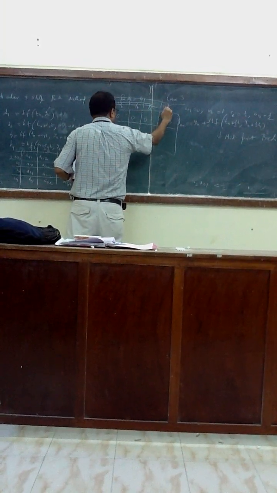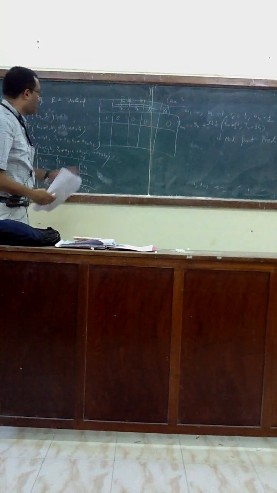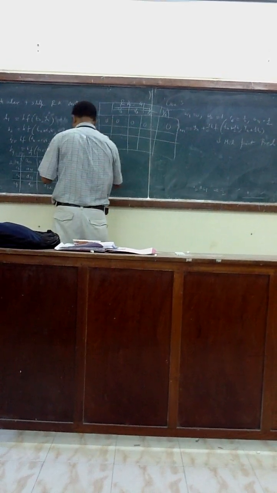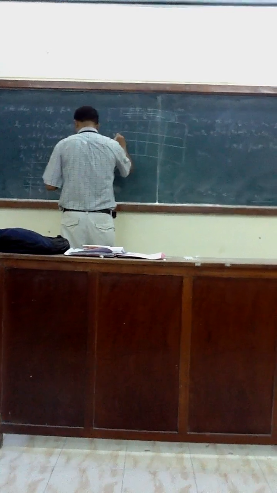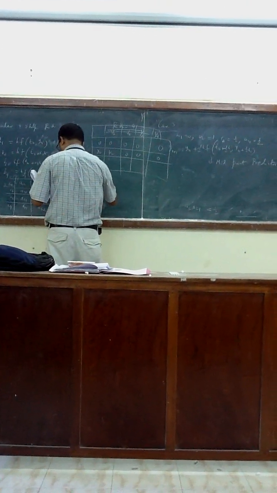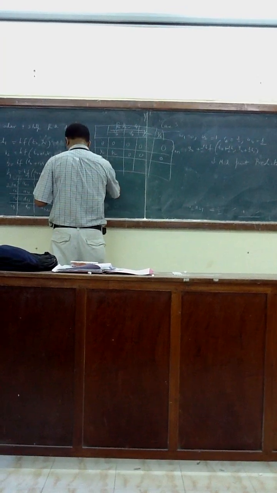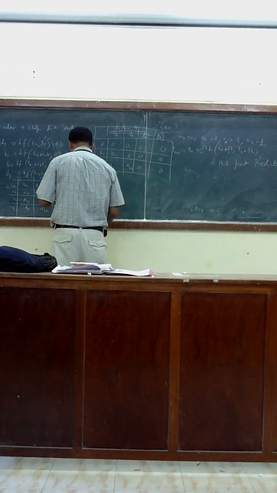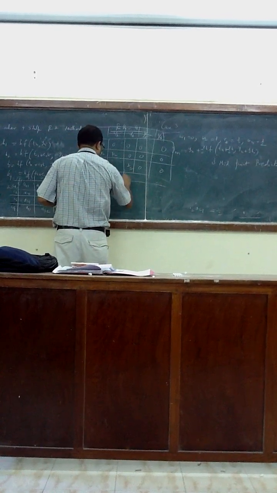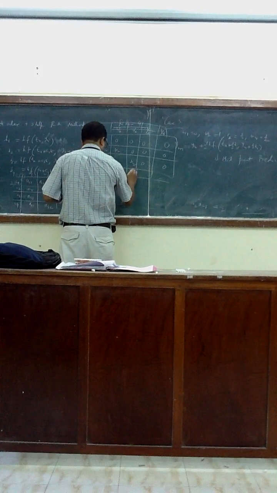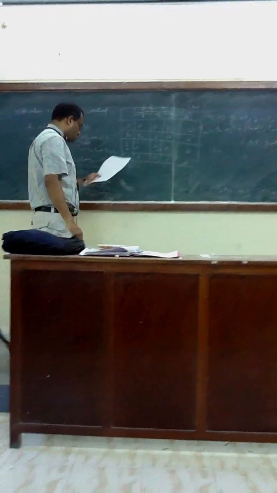Half, 0, 0, 0. I'm writing the Butcher array. Half, 0, half, 0, 0. And lastly, we have 1, 0, 0, 1, 0. So W1, I wrote 1 by 6. Remember that the adding up should be 1. Summation of W should be 1. Mostly, the derivation comes. Okay?